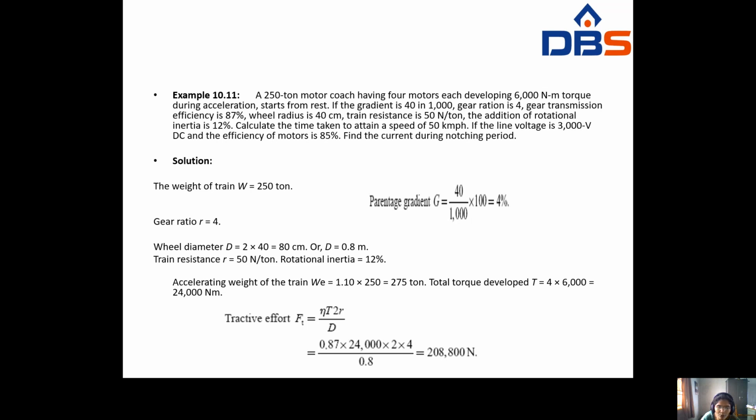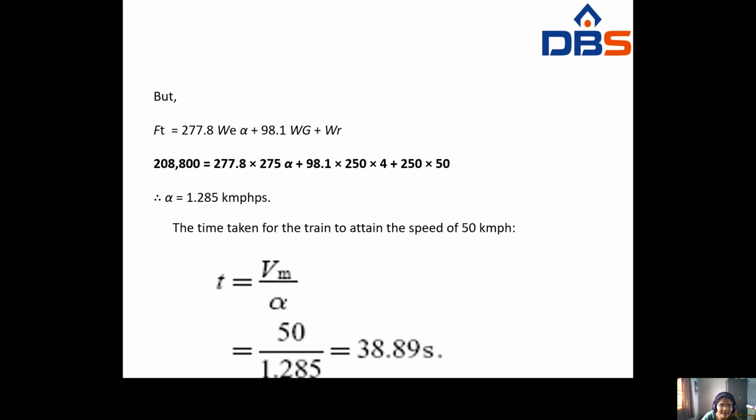The torque developed T equal to total torque, 4 into 6000, because you are using 4 motors. So it becomes 24,000 Newton meters. Then the tractive effort Ft equal to eta, which is 87% or 0.87, into torque 24,000, into 2 into gear ratio 4, divided by diameter 0.8. So the tractive effort is 2,08,800 newtons. But Ft equal to what is the formula? 277.8 We alpha plus 98.1 Wg plus Wr.